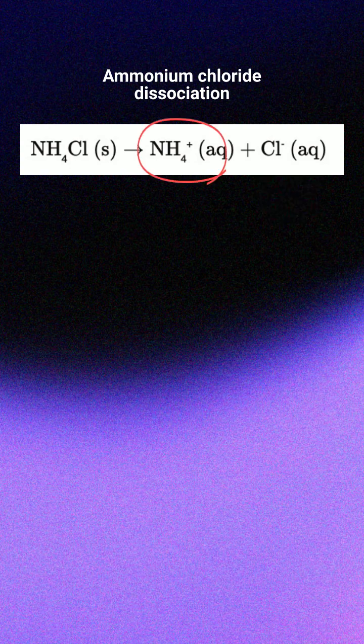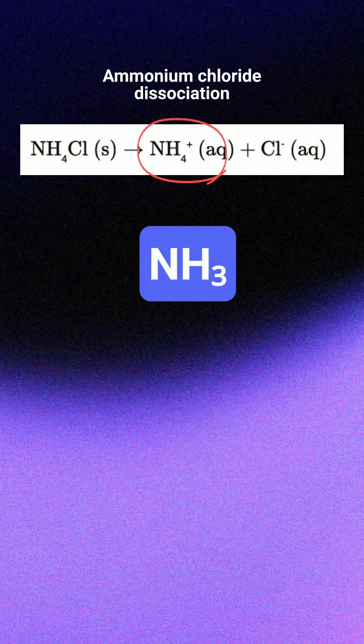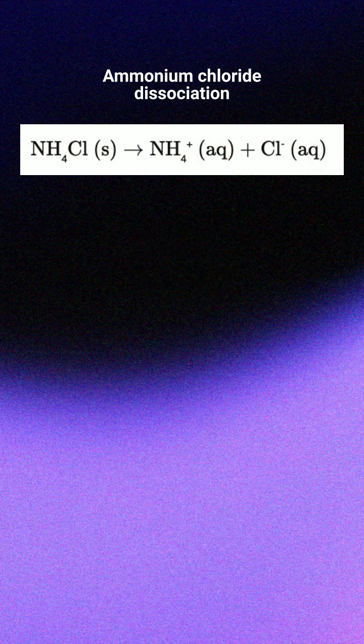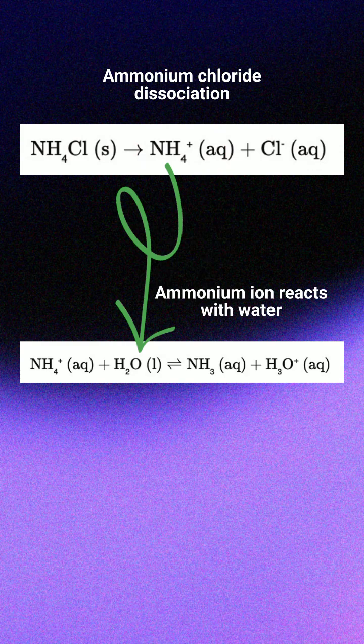But ammonium ion is special. It's the conjugate acid of ammonia, a weak base. So ammonium ion can donate a proton, H+ ion, to water, making the solution slightly acidic. This reaction can be represented as an equilibrium between ammonium ions in water and ammonia plus hydronium ions. Here's where pH comes into play.